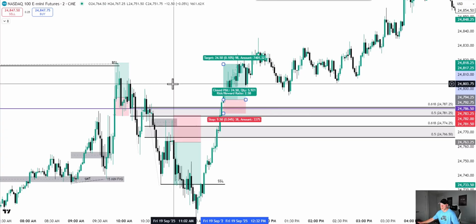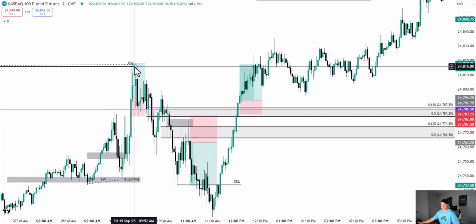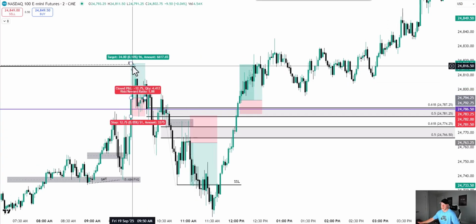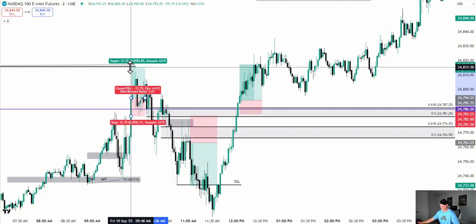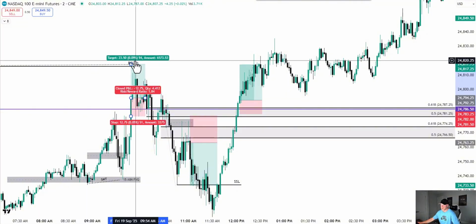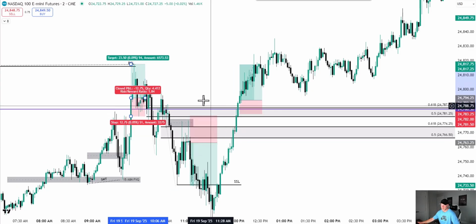That's why with this trade here, as soon as we took that, I had one contract left and I was trailing. My exit was right at the top here. Boom. Just because I'm like, you know what? If we sweep this, we're going to dump. That's all there is to it.